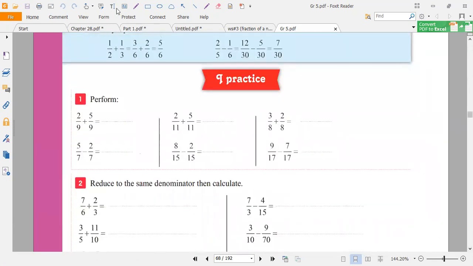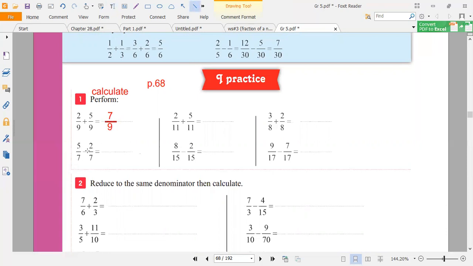Exercise 1, page 68. Perform. What is the meaning of perform? It means calculate. 2 ninths plus 5 ninths. They have the same denominator. So what we do, we add the numerators and we keep the denominator. 2 plus 5, 7. And we keep the denominator. So we get 7 ninths.